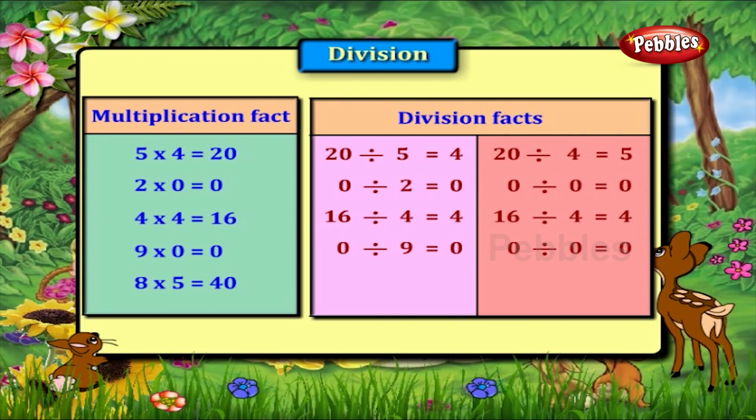8 into 5 is equal to 40. Division facts: 40 divided by 8 is equal to 5. 40 divided by 5 is equal to 8.